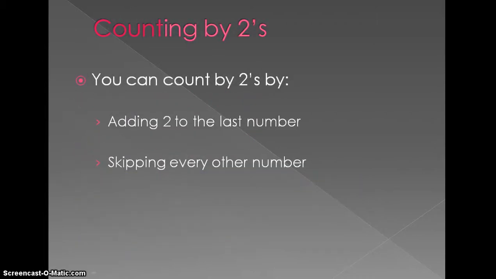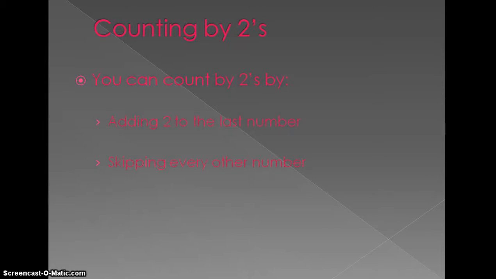When you count by twos, there are different strategies that you can use. The first way is by adding 2 to the last number. The second way of counting by twos is by skipping every other number.